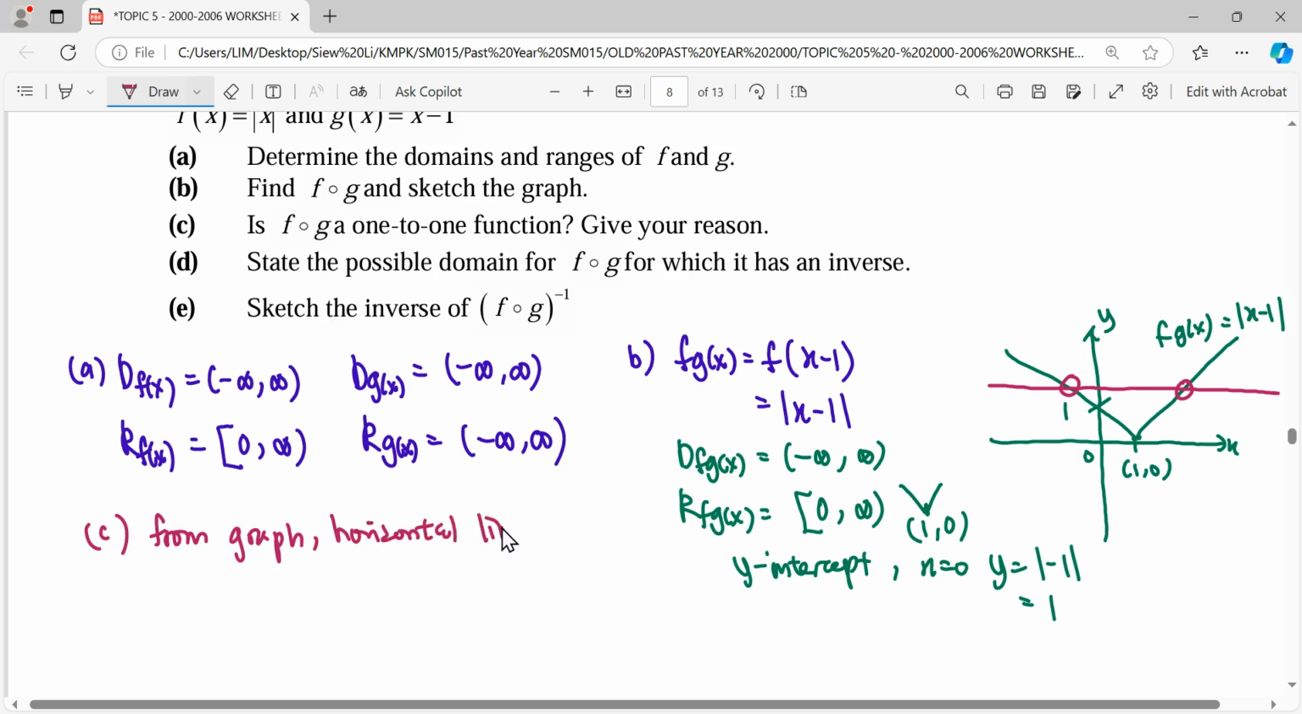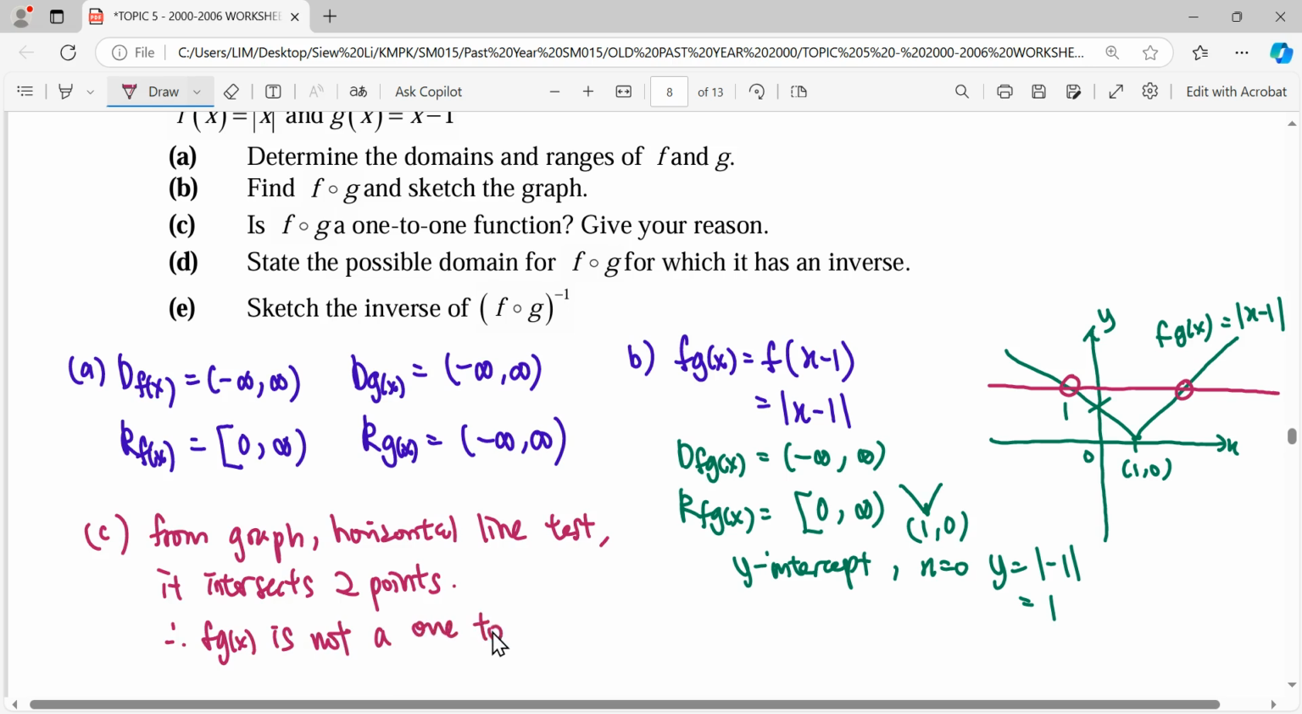Using the horizontal line test, it intersects at 2 points. So therefore, we come to the conclusion that f(g(x)) is not a one-to-one function. The reason is we are using the horizontal line test. So label: horizontal line test, intersects at 2 points.